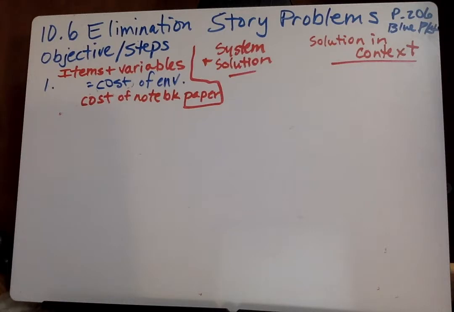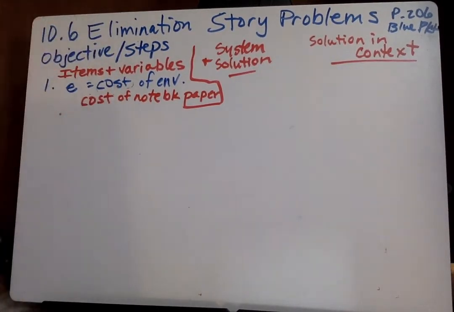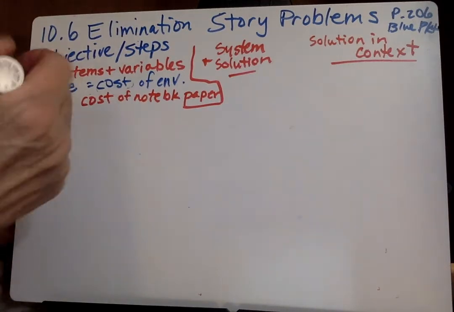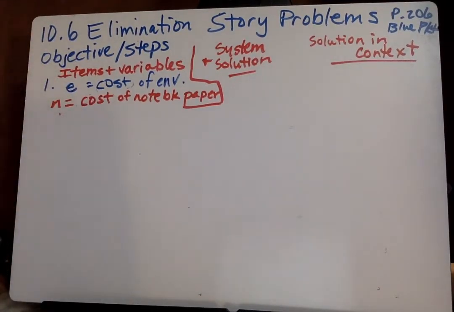It says the cost of 3 boxes of envelopes and 4 boxes of notebook paper is $13.25. 2 boxes of envelopes and 6 boxes of notebook paper cost $17. Find the cost of each. So we assign our variables. E equals the cost of the envelope, and N is the cost of the notebook paper. Okay. So then we write our system.